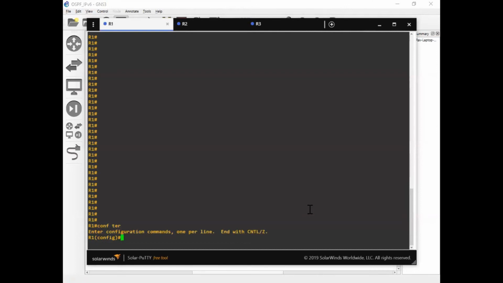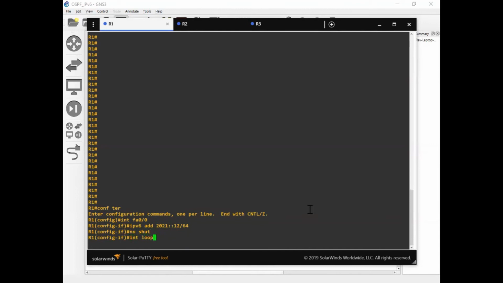Over here, I am just saying interface FA0/0. This interface FA0/0 should have a global address of 2221, and it should be 12/64. And this time, instead of IP address, I need to write IPv6 address. If I put enter, it will take, and I need to run the no shut command.